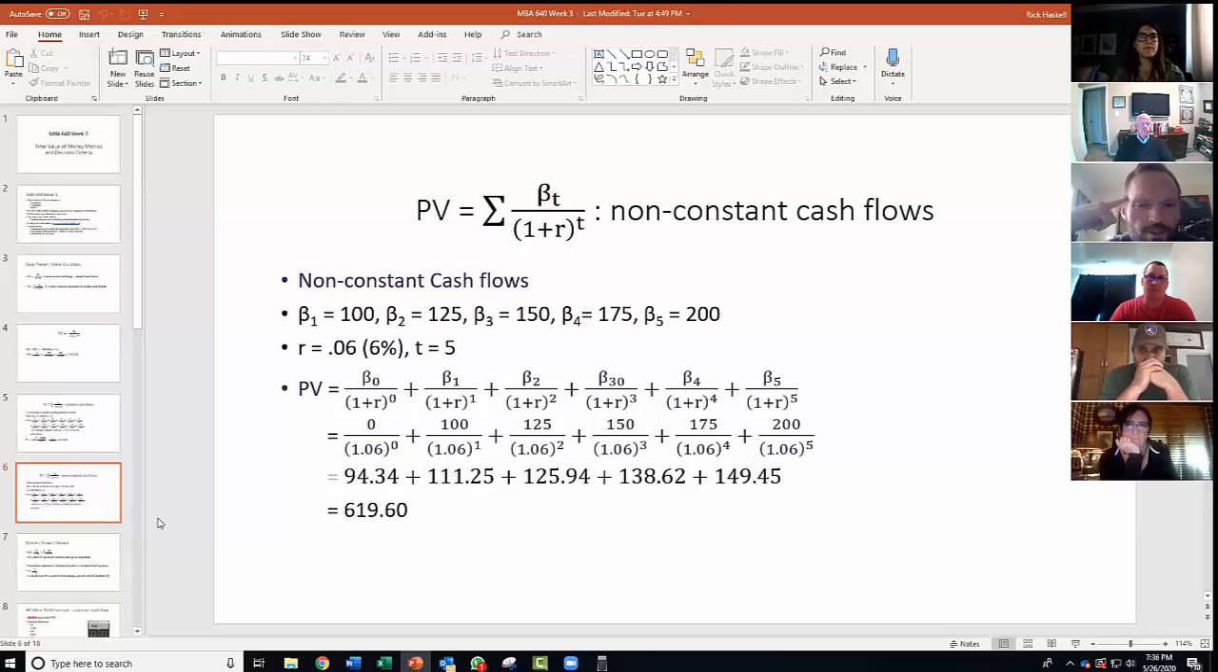Right. And just to, so I think I follow you, just to frame it in maybe a real world example. You use the constant cash flow example as an annuity. What would be an example of some sort of investment or scenario of a non-constant cash flow?